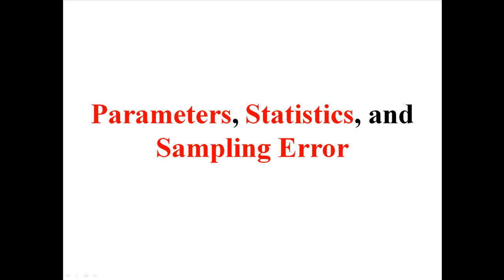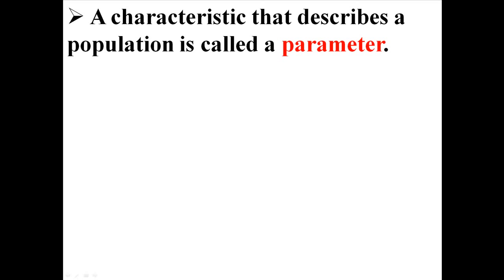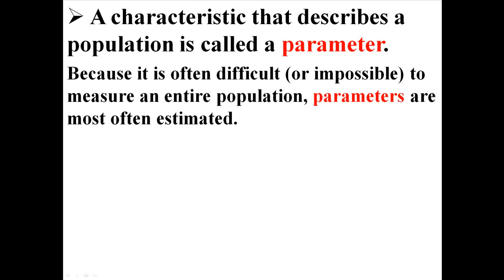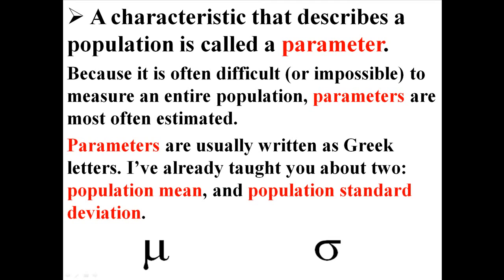Now, before I move on to probability, I want to talk about parameters, statistics, and sampling error. So any characteristic that describes a population is called a parameter. Because it's often difficult or even impossible to measure the entire population, parameters are usually estimated. Parameters are usually written as Greek letters. I've already taught you about two, the population mean and the population standard deviation. These are represented by the Greek letters mu and sigma.